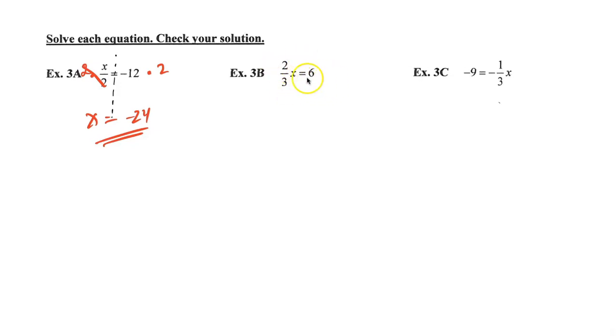Next, I'm actually going to do this one in 2 steps. Let's do it in 2 steps. This will show you. And I'll do the one after that in 1 step. So there's my equal sign. What I do to this side, I do to that side.